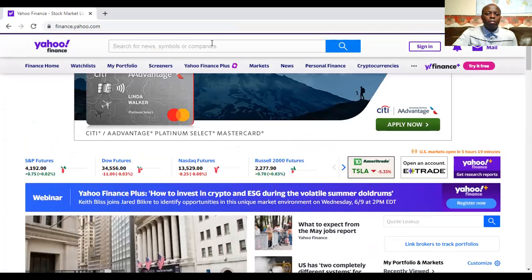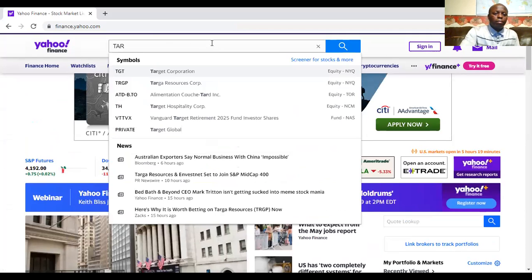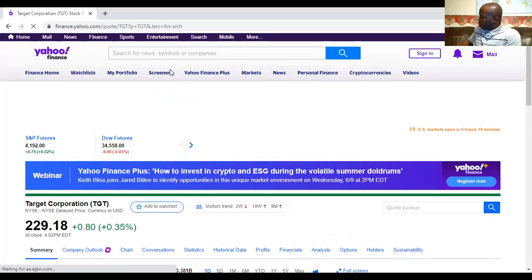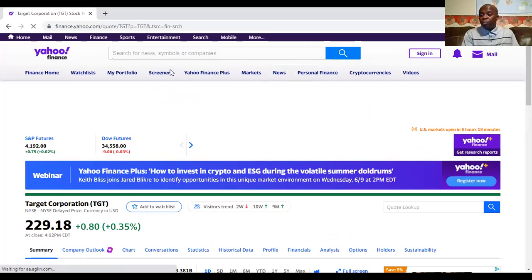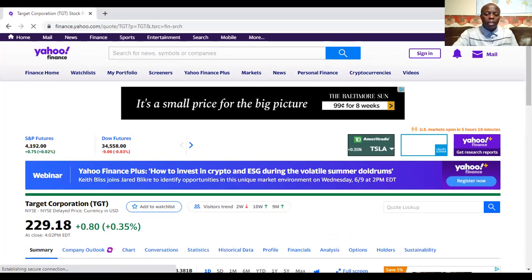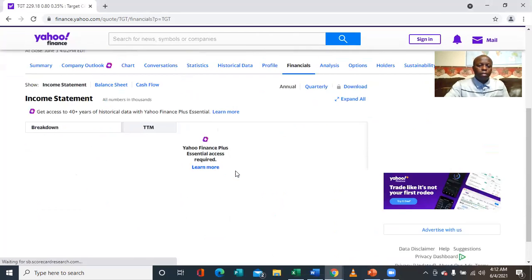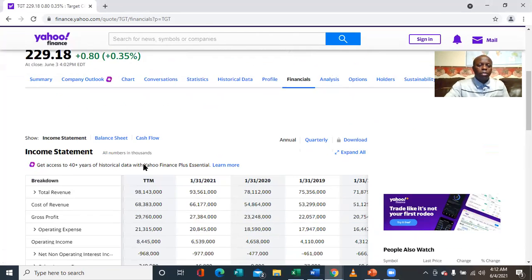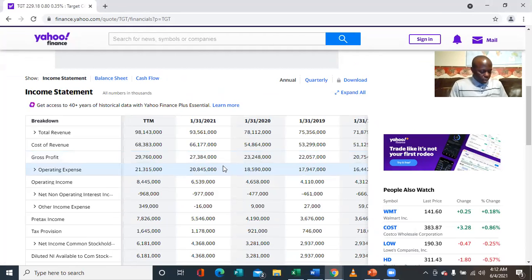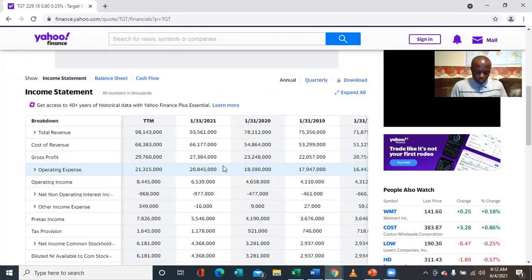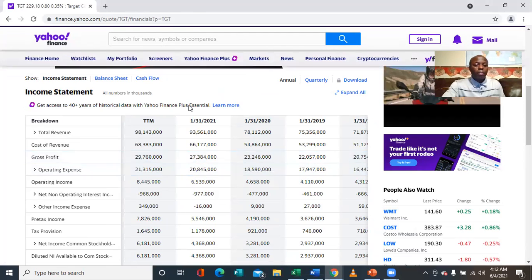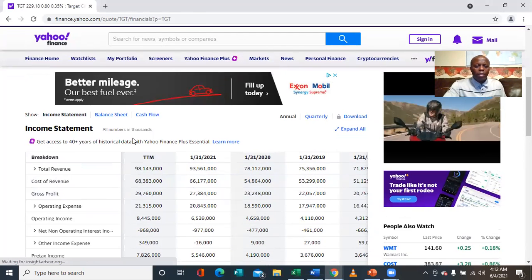So Target is Target. You can see Target Corporation right here. Click on it, and you bring it up. Now, once it brings it up, you can look at their financial statements, which we will get by clicking on the financials. So this is the financials right here. And they say income statement right there. So you can see the income statement here.